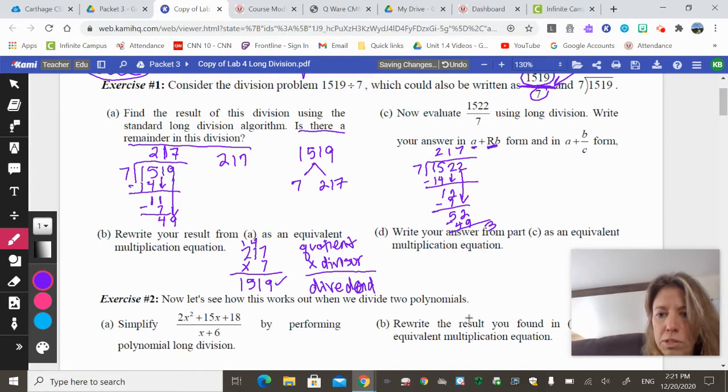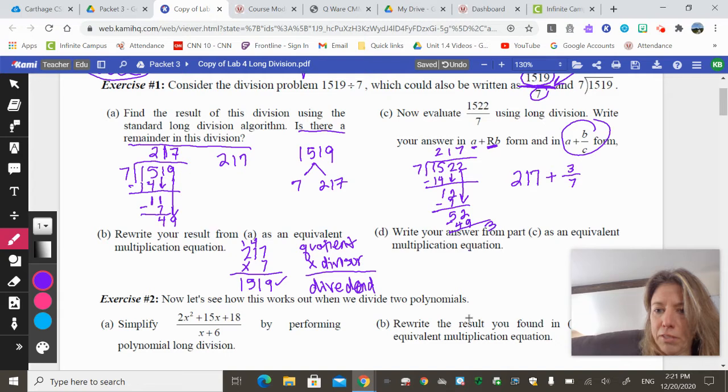So it goes, the quotient is 217, plus, actually I'm going to write this form first. If we have a remainder of 3, that means it's 3 out of 7 remaining. So when we just have regular numbers, we could just write 217 and 3/7 as a mixed number. But when we have polynomials, we're going to write it like this. I'm going to leave it in this form.